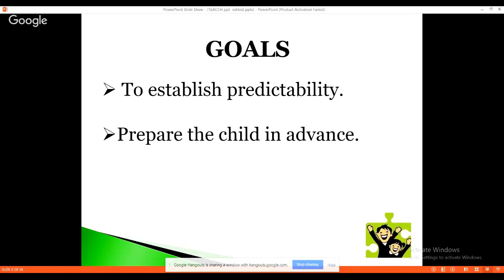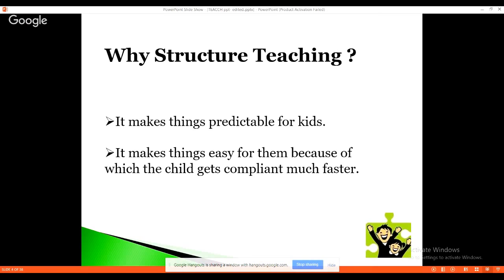All right, then we go to the goals, about why people use TEACCH. One goal is to establish predictability, so that the child knows what is expected, and to prepare the child in advance. I will be talking more about these in the slides that follow. Now I go to why structured teaching. Again, the same reasons as I mentioned: it makes things predictable for kids. Kids know what is expected out of them and it makes things easy for them, because of which the child complies faster. The child will listen to you because the child knows what is expected out of him.